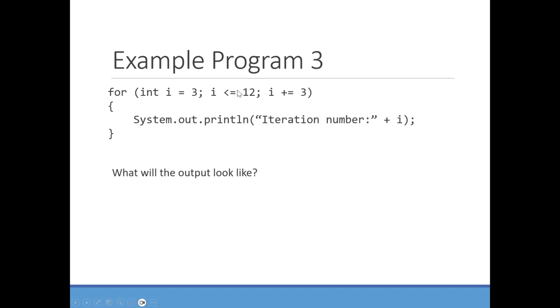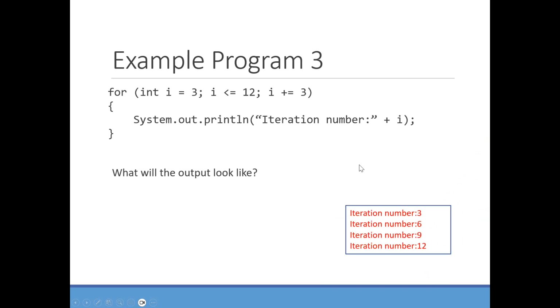Okay, one more. So in this case, we're starting at 3. And we are going to keep looping as long as i is less than or equal to 12. And every step of the way, we're increasing by 3. So we're going to get 3, 6, 9, 12, which is still okay. It's going to go up to 15, and then it's going to fail that test. So we're actually only going to get up to the 12 in this case. So that's the end of that.